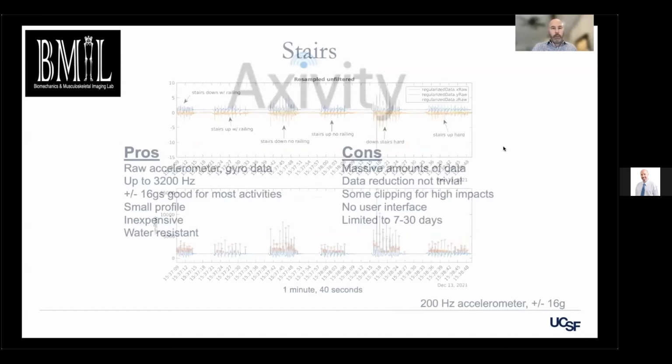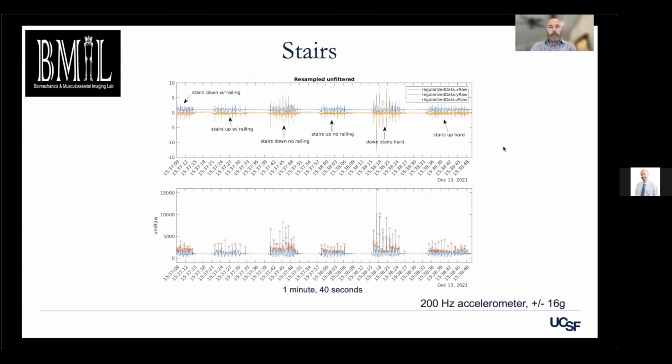So that, oops, sorry, skipped this one. The stair data. This was done in the laboratory, so you can see that it's annotated. We have some stairs up and stair down on the top panel on the components. If you look at down stairs hard, you can see that the person had particularly one step that was a pretty high impact. The resultant vector magnitude on the bottom shows about 16 Gs of peak acceleration during that activity.